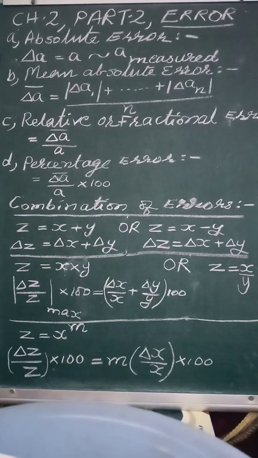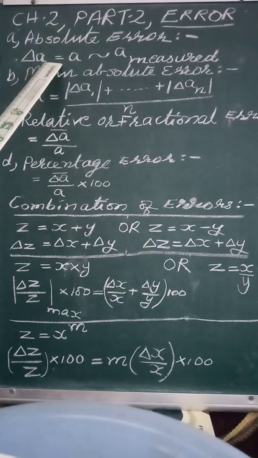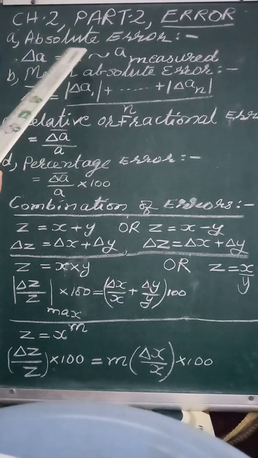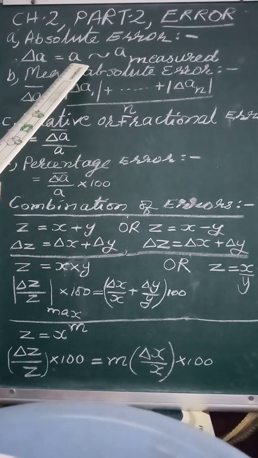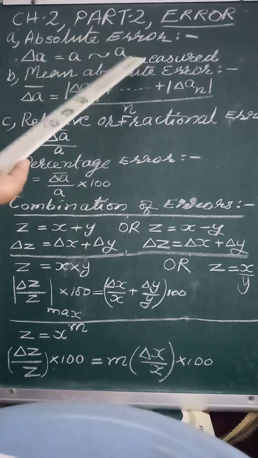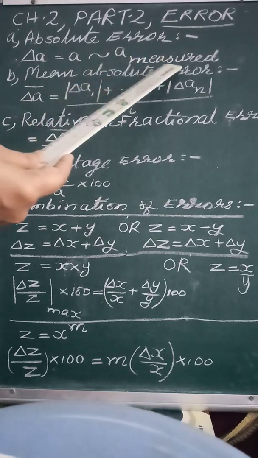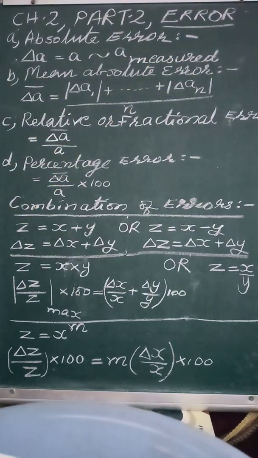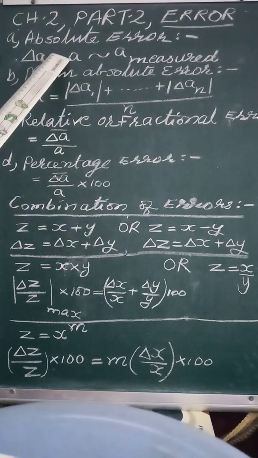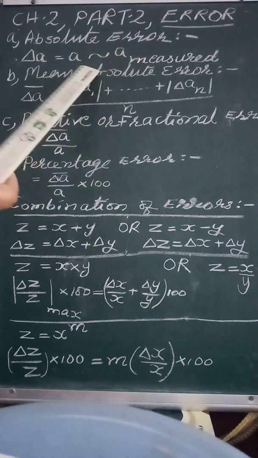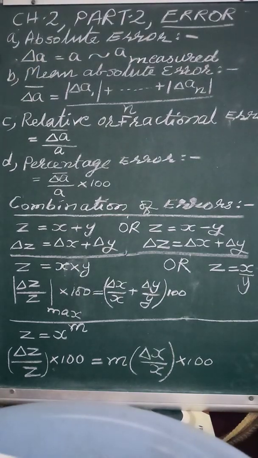The first one is absolute error. It is denoted by the letter delta A. Let the true reading, the actual reading, be A, but a person measured it this way, A measured value. So the difference between the true value and the measured value is called the absolute error. The difference between the true value and the person's measured value is called the absolute error, denoted by delta A.